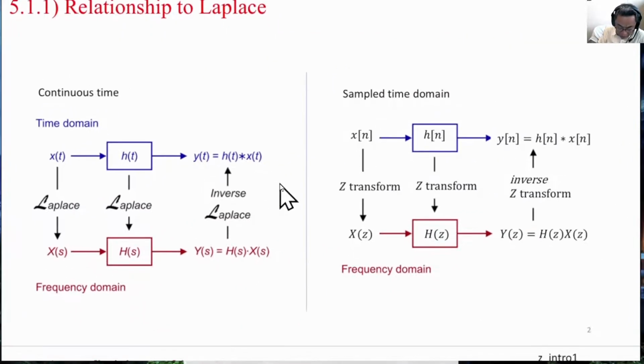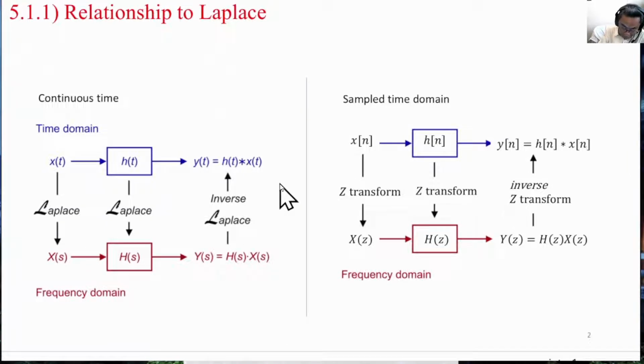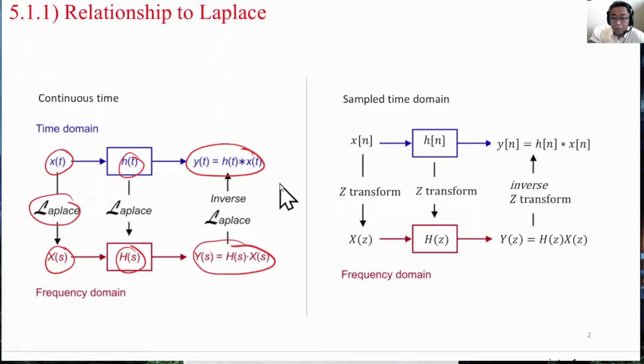The relationship of the Z-transform is very similar to the Laplace transform. In the previous lectures, we converted x(t) into X(s), h(t) into H(s), and the convolution operation in the time domain becomes a multiplication. That was one of the main reasons why we are interested in performing transformation, because transformation allows us to turn convolution, which is a very expensive business, into multiplication.